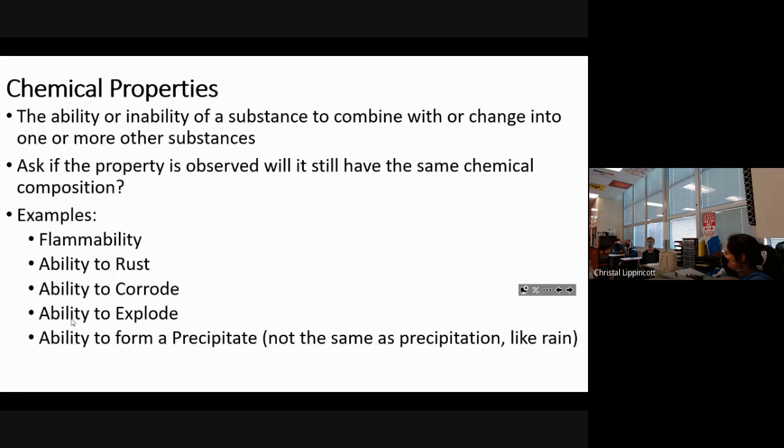Forming precipitate. Okay? So what a precipitate is in chemistry, as opposed to in earth science, which is rain or snow or sleet, is a solid that forms when you mix two liquid compounds together. So I have here lead nitrate. That's the formula for lead nitrate on the board up there. I'll write it on here for the folks at home.